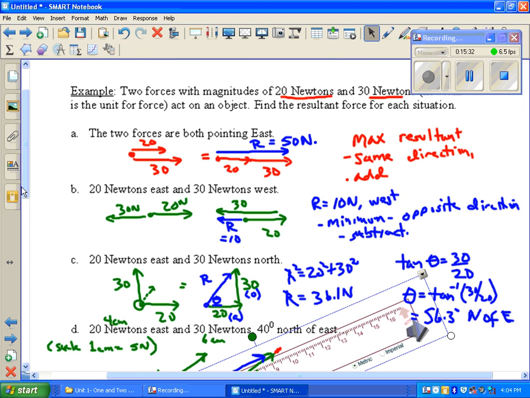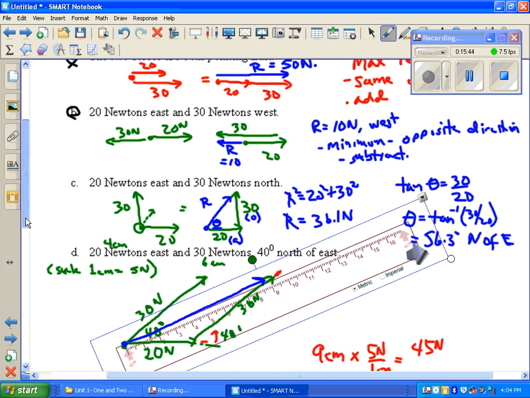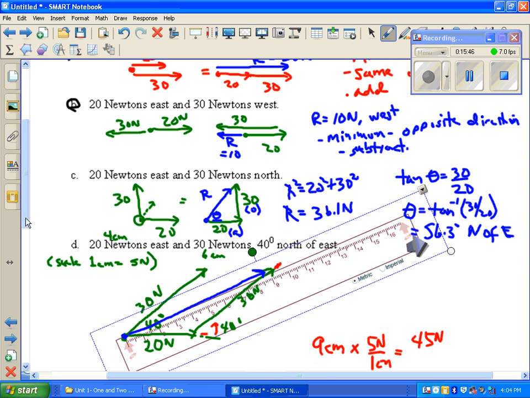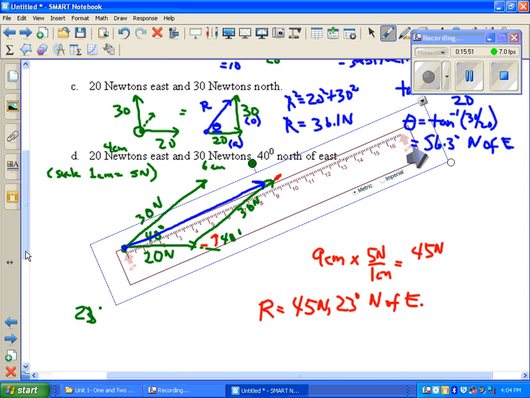Okay. So let's remember that if they're both pointing in the same direction, like in A up here, that's going to give me the maximum resultant, and I can just add them up. Okay. If, like in B, they're going opposite directions, it's the minimum resultant, and I subtract them. If they're at right angles, I can use Pythagorean, but if I have something besides 180 or 0 or 90 degrees, like this 40-degree angle, then I have to draw it to scale.